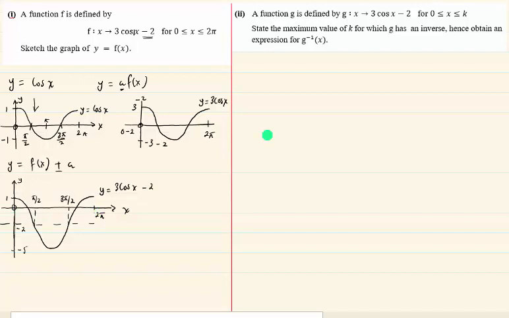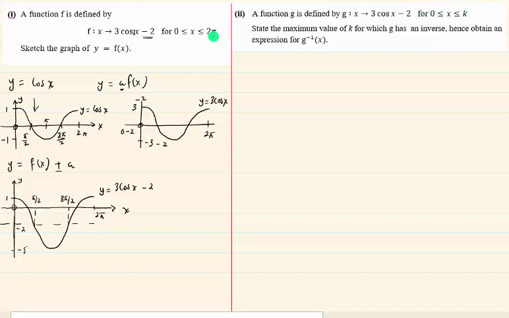Now moving on to the second part of the question, it says that a function g is defined by g such that x is mapped onto 3 cos x minus 2 for 0 is less than or equal to x, which is less than or equal to k. State the maximum value of k for which g has an inverse, hence obtain an expression for g inverse of x. Now this expression really is the same as what we've done here in the first part, but it changes because the domain has to be restricted.